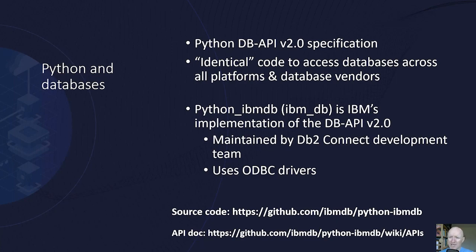Okay, so let's turn to databases. Python has what they call the DB API. The latest version is version 2. The idea is that you can have identical code to access databases across all platforms and all database vendors. So your code is more or less similar. The Python IBM DB, or just ibm_db, is IBM's implementation of the DB API version 2. So you can connect to DB2 using this module.